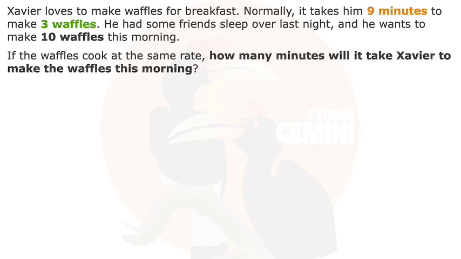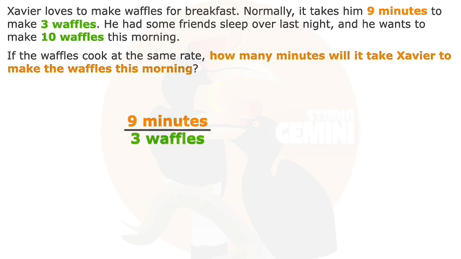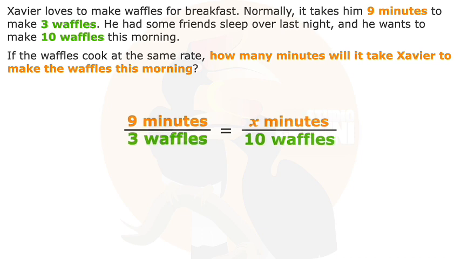Let's write this as a rate. He wants to make 10 waffles this morning, and we need to find how many minutes this will take him. So we'll use x to represent the number of minutes it will take Xavier to make the waffles, since it is unknown. We'll write this ratio as a fraction too. Again, making sure to match the numerator and the denominator of our first ratio.